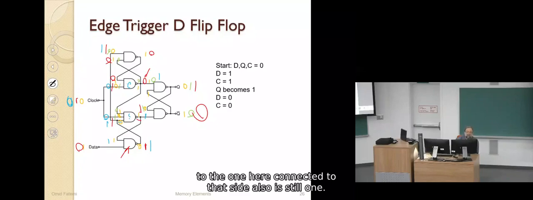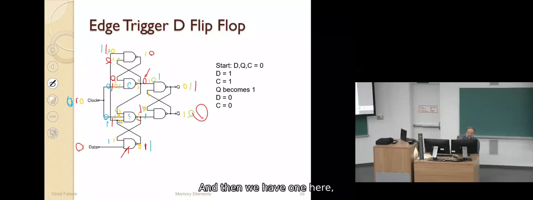So it's still 1. And what else do we have? We have 0 here, 0 here. So we have 1. And then we have 1 here. Because we have 1 here, 1 and 1 is still 0 here. So we have 0 here. 0 and 0 is 1. So it's complete. Still Q is 1. Q bar is 0. Okay? Still the same thing. So now what happened? Clock became 0.